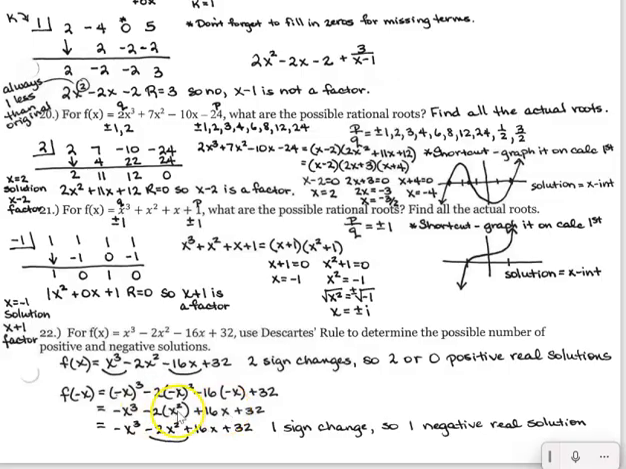So we could combine this negative 2x squared right here, and then we can see negative to negative, that's no change. Negative to positive, there's 1 sign change. Positive to positive, nope. So I only had 1 sign change. So that means that there could be 1 negative real solution.